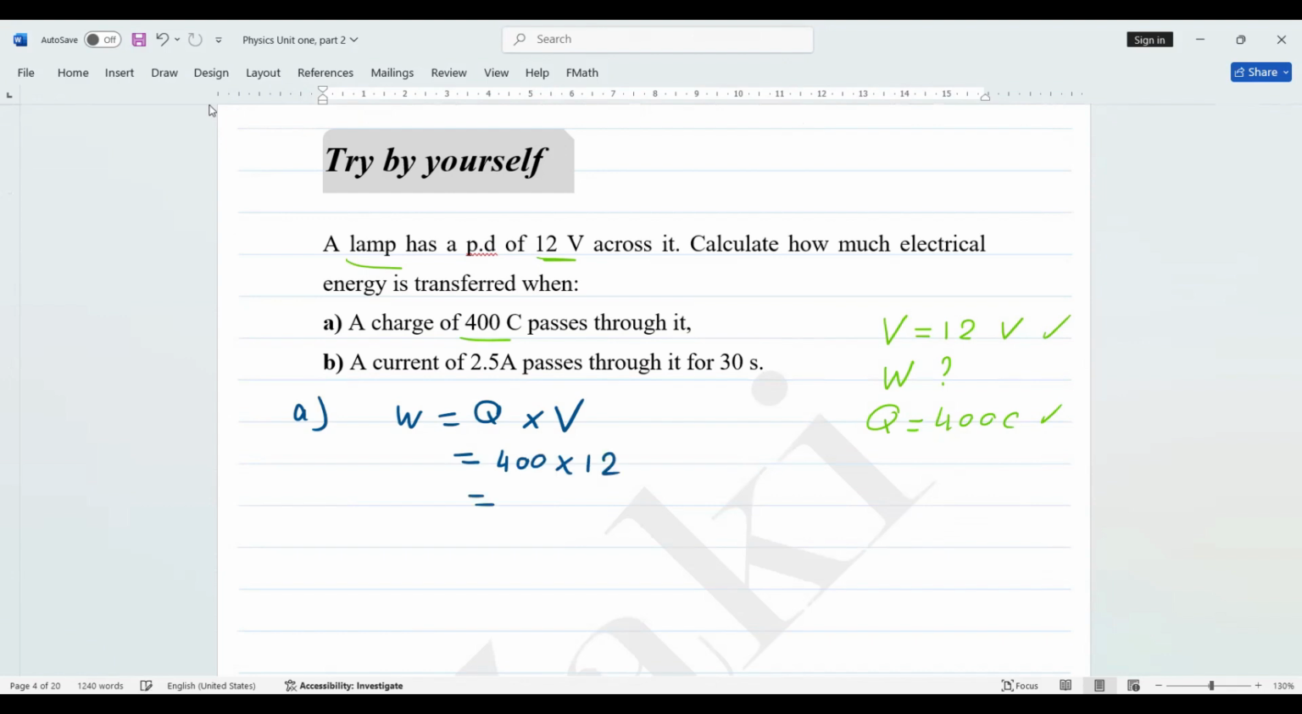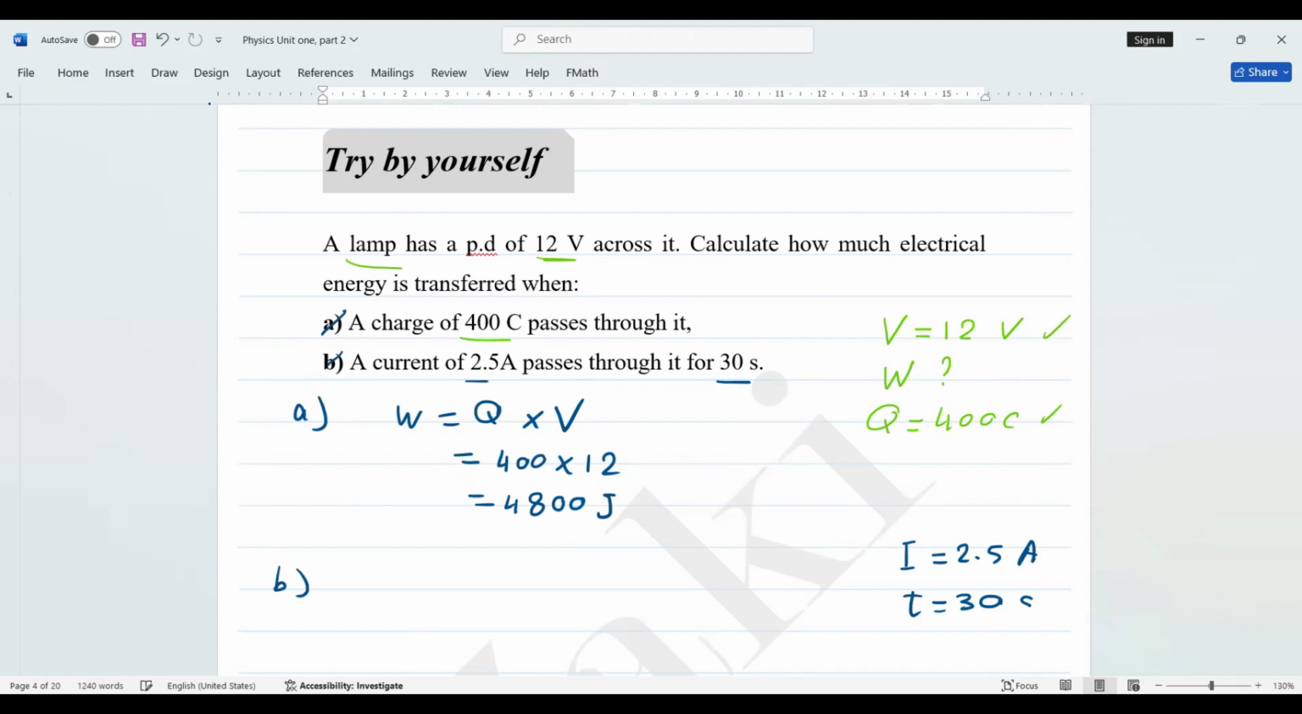We multiply 4 multiplied by 12, it's 48. So it's 4800 joule. So this is part A. Now, part B, we have the current. I equals 2.5 ampere, passing through it for 30 seconds. The time is 30 seconds.